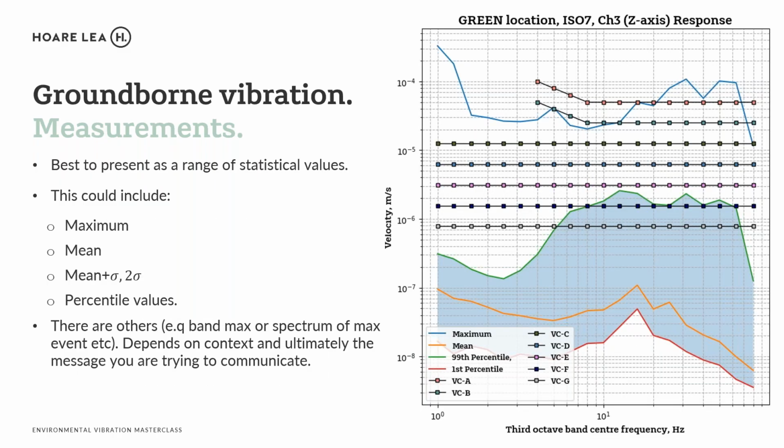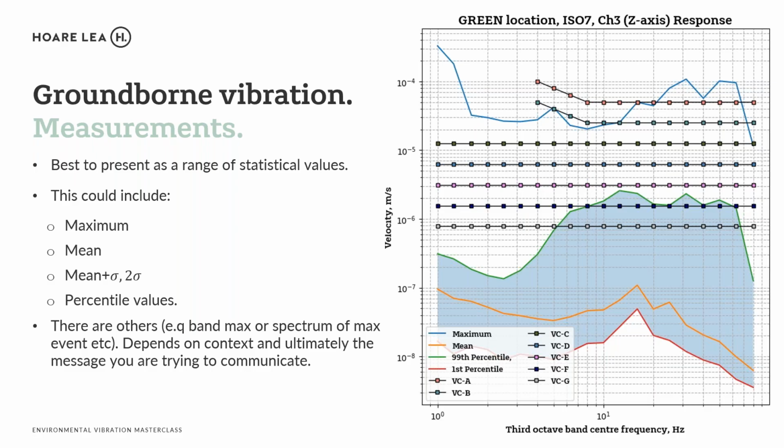And maybe one way to get around that is to present results as a range of statistical values, and that could include anything depending on how you're trying to present your information to the client. It could be a max, mean, some kind of mean plus standard deviation, or percentile values. And percentile values is what we've got in the figure on the right. So you can see that it's quite a low level of vibration at this particular measurement location, with the means well below VCG. But actually the 99th percentile sits somewhere below VCE. And the maximum, that was the band maximum, so the highest value that any third octave band took over the course of the survey period, was over VCA.